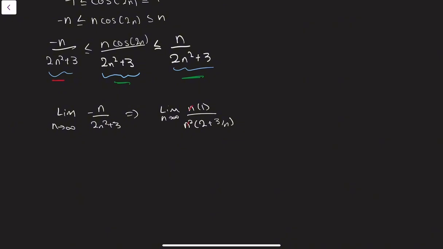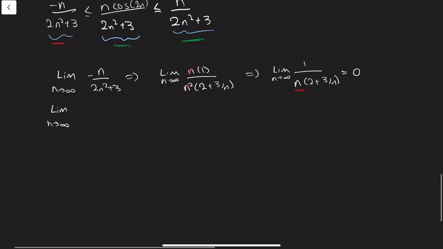Well, this will cancel like that. So then we'll have the limit of 1 over n times (2 plus 3 over n) as n approaches infinity. Well, it turns out that this will just equal 0. The reason is that the n term on the bottom will just grow forever, making our denominator grow forever. And since our denominator is growing and our numerator is 1, we'll have a limit value of 0.